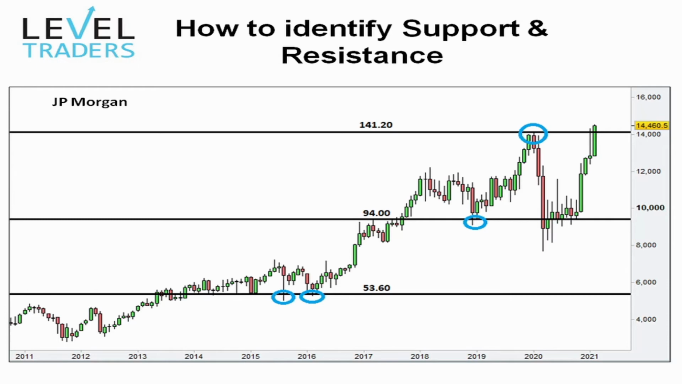Now let me give you my take on this chart. Based on what I see in front of us, I've highlighted three areas of support and resistance: 53.60, 94, and 141.20. I should point out these are not the only levels on this chart. These are just some of the levels that I've picked out. So let me talk you through my logic and why I've picked these levels out.